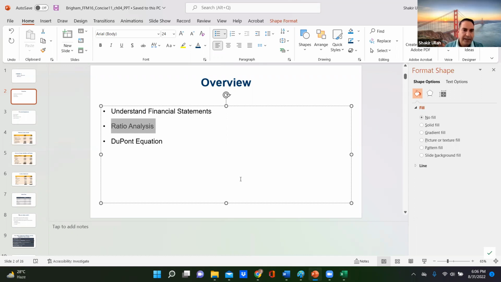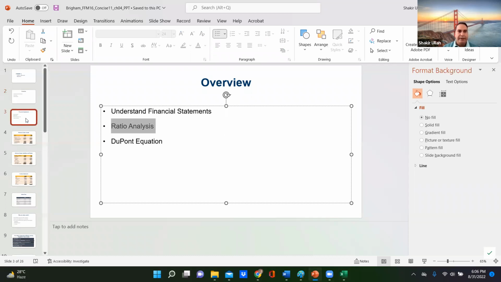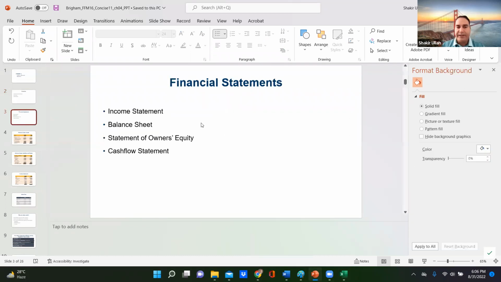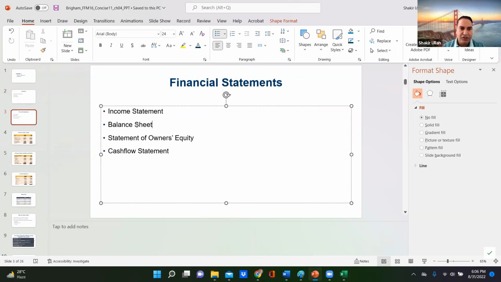Okay. And then the DuPont equation is basically an extension of the ratio analysis. It combines a few ratios to make a better and more in-depth analysis of the company. So we'll be looking into that. We'll spend a lot of the time on ratio analysis. All right. So what are the different financial statements? You already pointed out balance sheet. Yes, that is one of the statements.